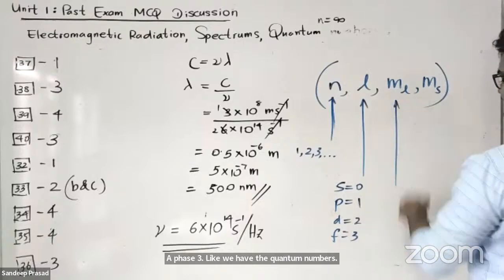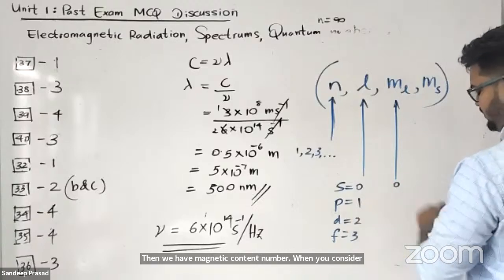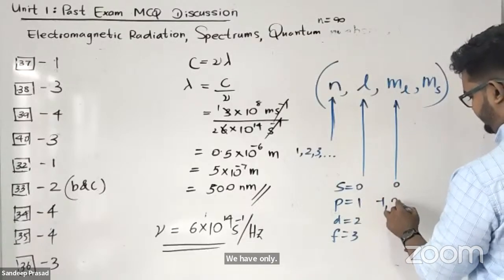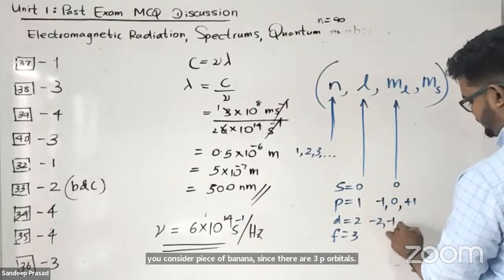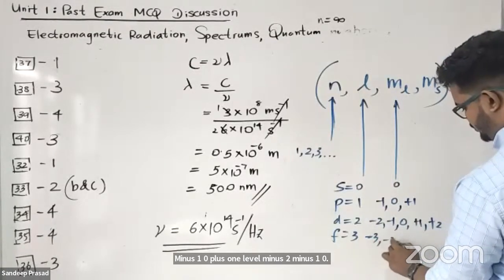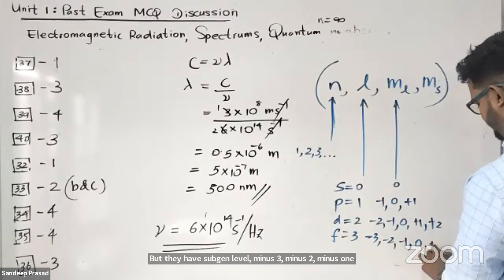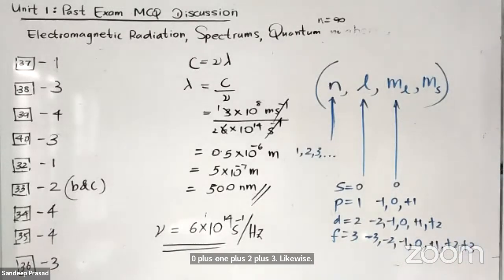Then we have the magnetic quantum number. When you consider the s sub-energy level, we have only 0. For the p sub-energy level, since there are 3 p orbitals, minus 1, 0, plus 1. For the d sub-energy level, minus 2, minus 1, 0, plus 1, plus 2. For the f sub-energy level, minus 3, minus 2, minus 1, 0, plus 1, plus 2, plus 3. Likewise, we have magnetic quantum numbers.